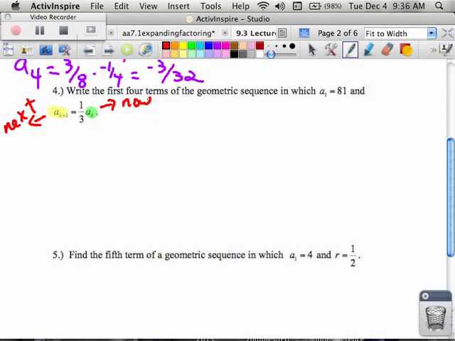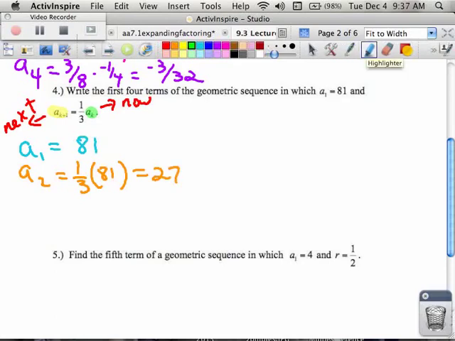For example, in this particular one, I know that my a sub 1 is equal to 81. That means if I want my a sub 2, I'm going to take 1/3 and multiply it by what I've got right now, which is my 81. And that would give me 27. So this right now thing that we had in the green highlight was the 81 that I plugged in. So all it's telling you to do is, whatever you see right now, do this to it.